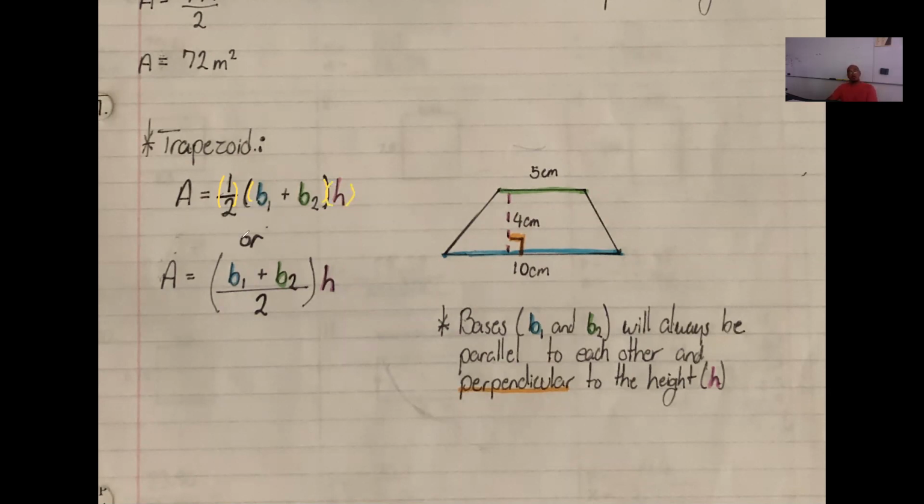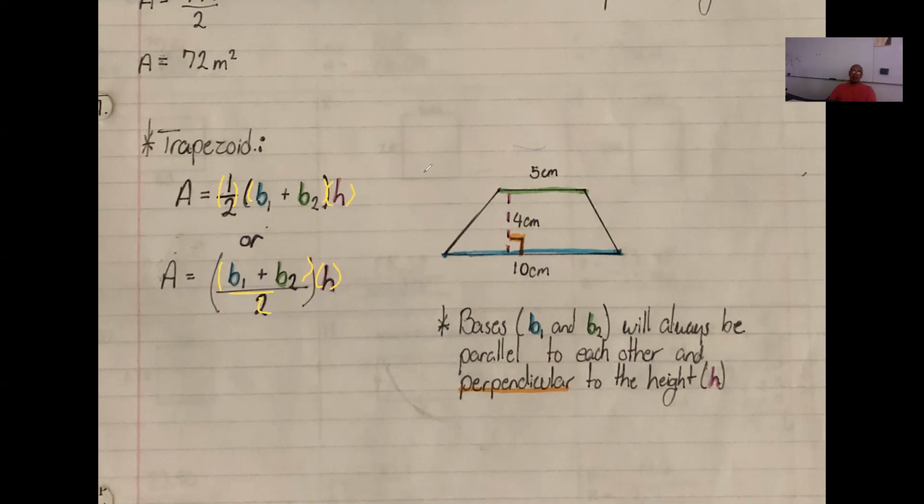Now, you can also think of the area as this. Base 1 plus base 2 times the height, and all of that. Once you multiply that, you then divide by 2. Base 1 plus base 2 times the height divided by 2.